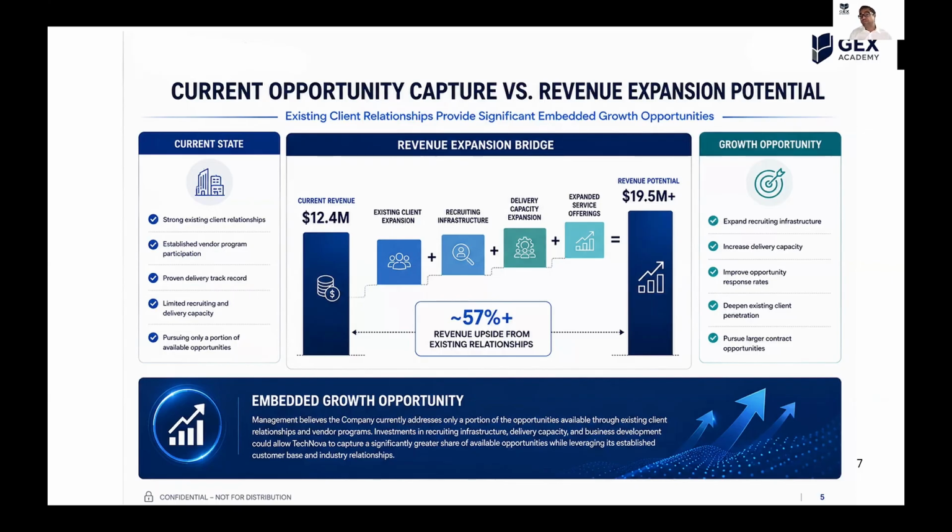So now we are focusing on the revenue expansion bridge, which is in the center of the slide, right? Notice that management is not suggesting that the growth will come from a single initiative. Instead, they identify multiple drivers which collectively contribute to the opportunity, right?